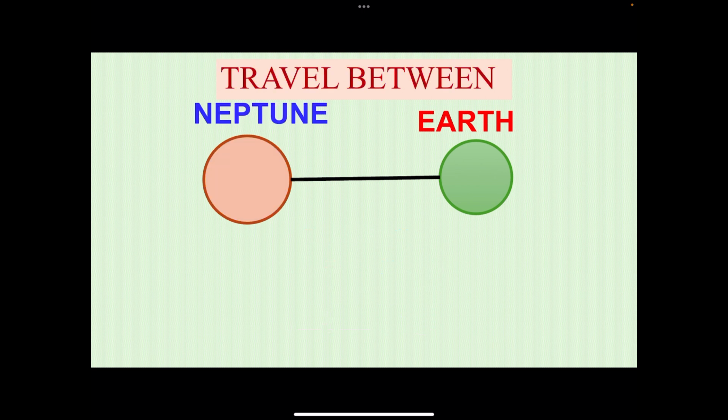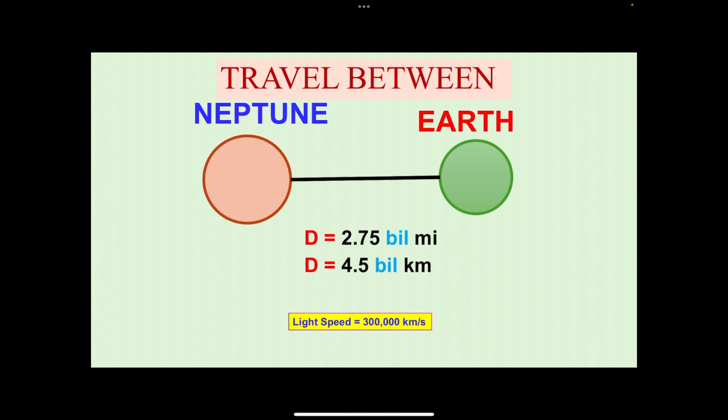Next, we look at Neptune, and the distance between Neptune and Earth is about 2.75 billion miles, which is about 4.5 billion kilometers. Light traveling at a speed of 300,000 kilometers per second will take around 240 minutes, which is about 4 hours, to cover the distance between Earth and Neptune.